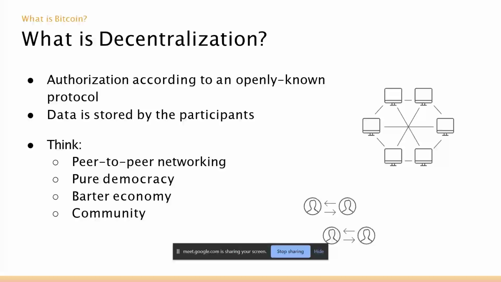Now let's talk about decentralization. Authorization according to an openly known protocol. Data is stored by the participants. As I talked about earlier, in Bitcoin decentralization is what runs. Authorization according to an openly known protocol: suppose five friends are there and some transaction is going on. They all will validate the transaction, and according to that the transaction will be passed. Data is stored by the participants.